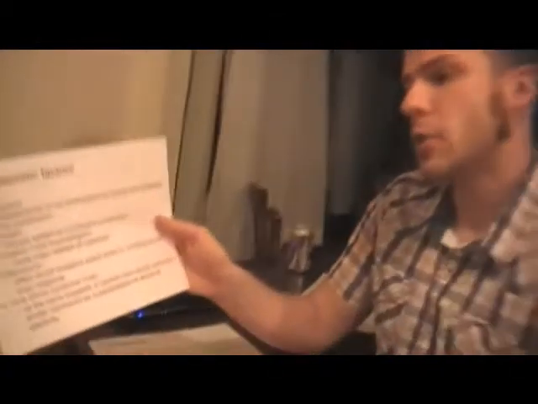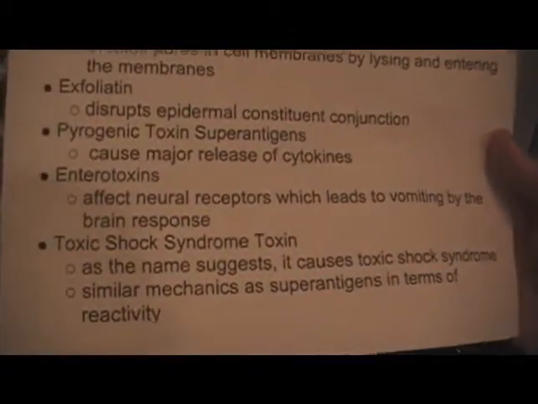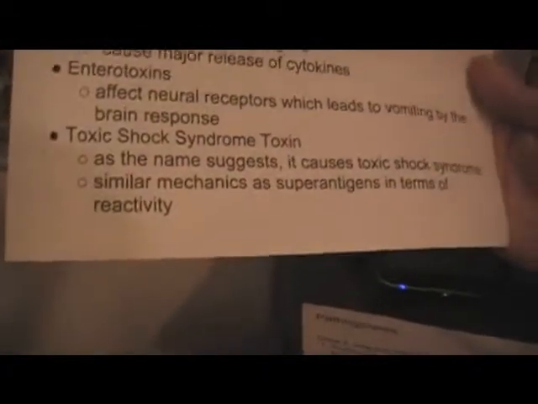Another thing is enterotoxins, and these affect neural receptors, which lead to vomiting by the brain response. So if this toxin is released into the area where there are neural receptors, it could affect that and cause vomiting. There's also toxic shock syndrome toxin, and as the name suggests, it causes toxic shock syndrome, which has been correlated with tampon use from a long time ago. It's even seen now, but not as prevalent as it was before.